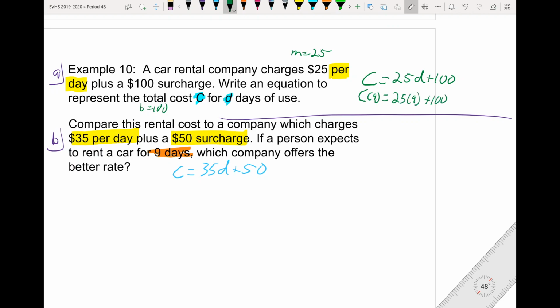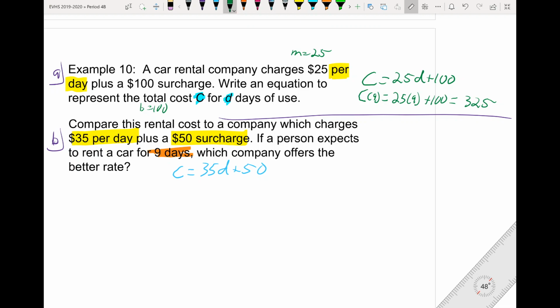Now, let's see if we can simplify that. 25 times 9, it's like 9 quarters, right? That's 225? That's 175. Wait, no. 9 quarters is 225. All right. Plus 100 is 325.